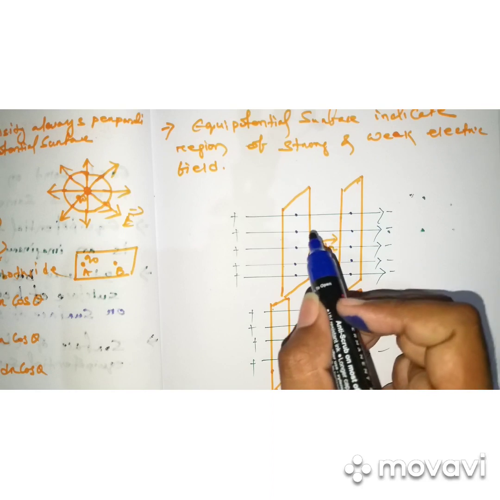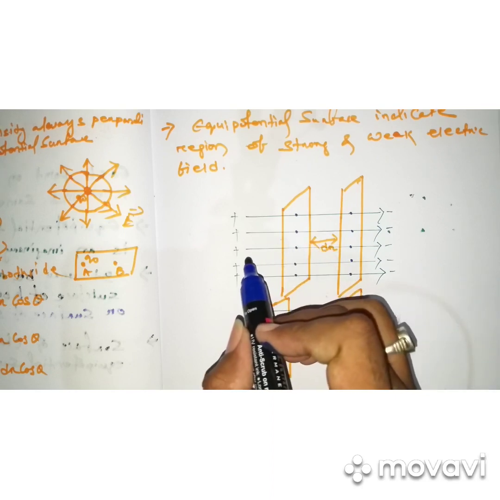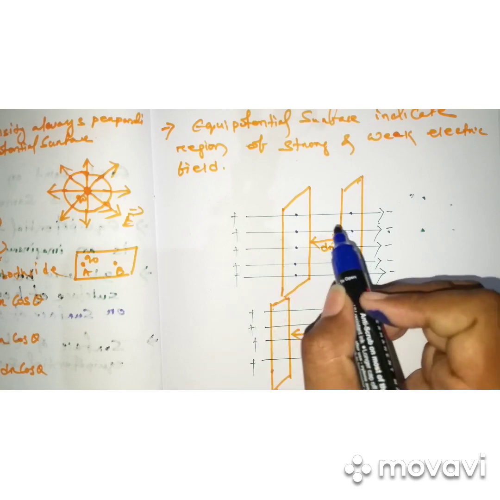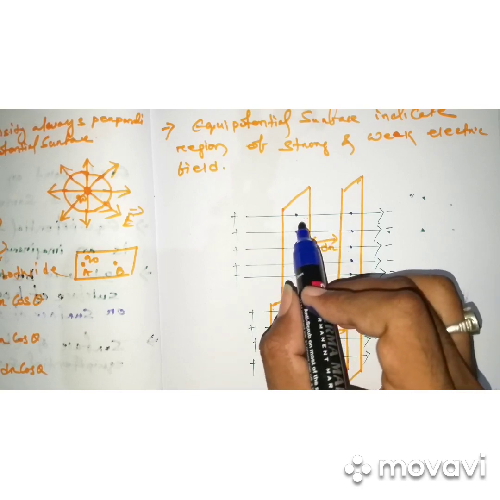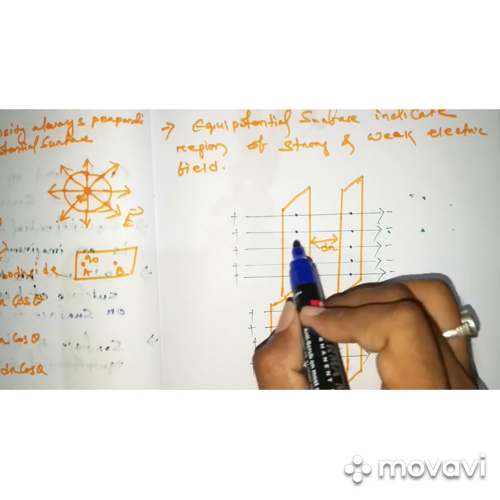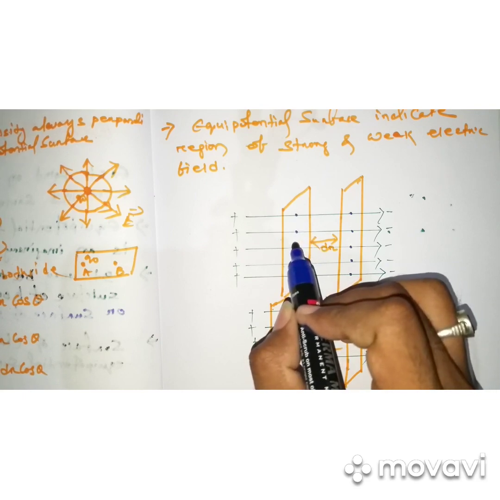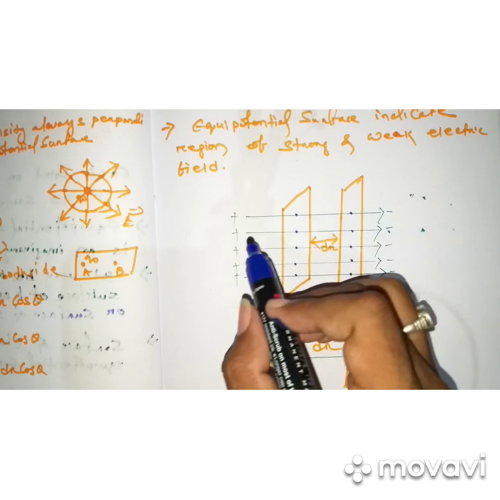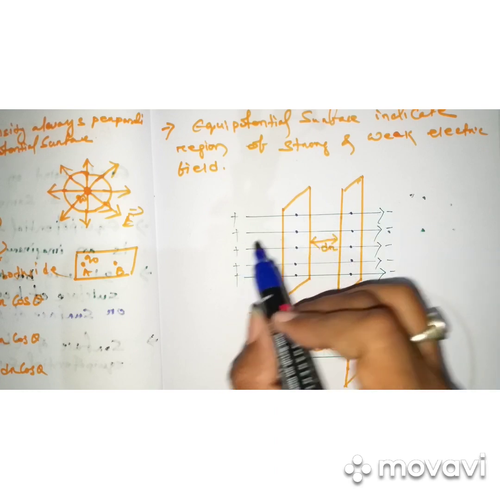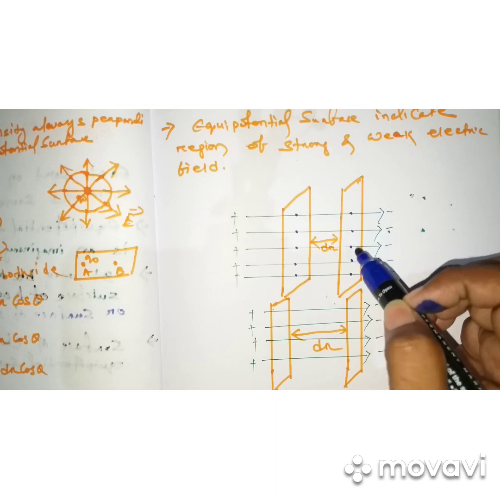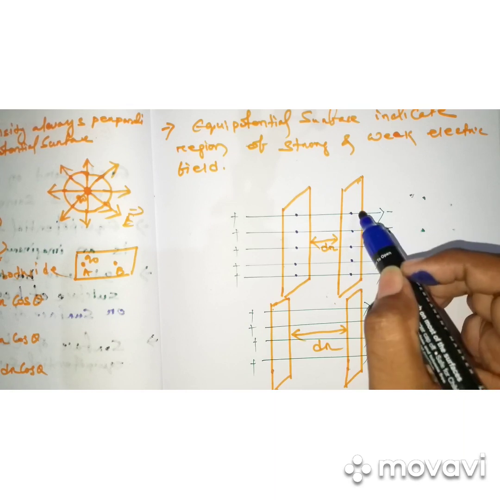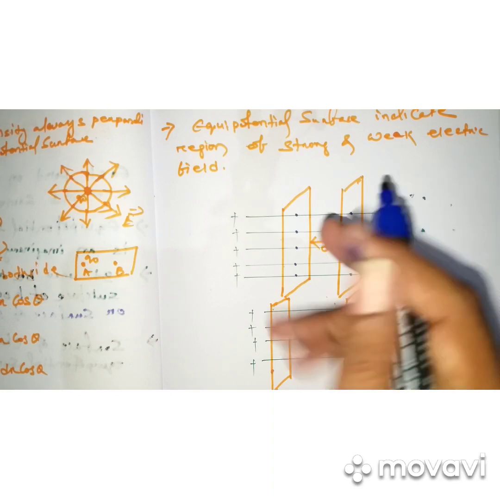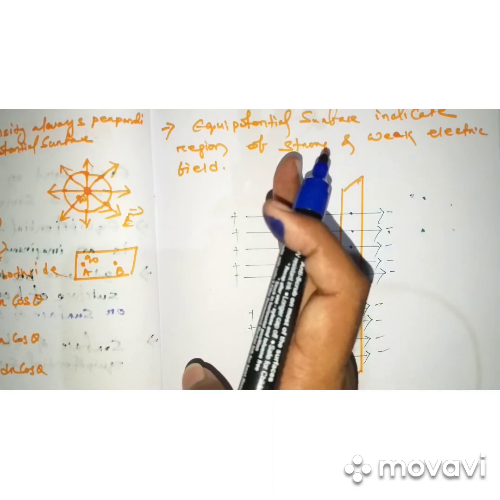But for the surface which is very close to the source charge, the potential remains more on that surface. In other words, for the surface which is far away from the source charge, each point on that surface, the potential decreases as compared to the first surface.